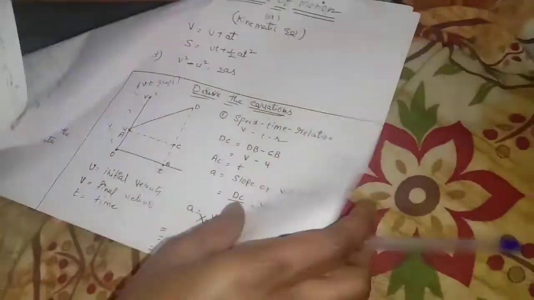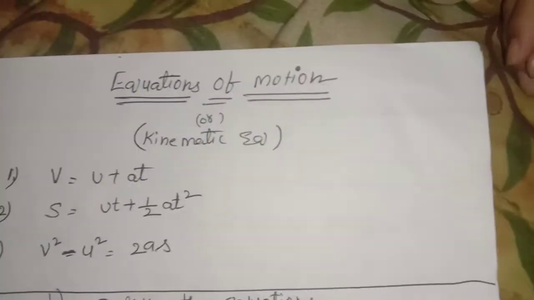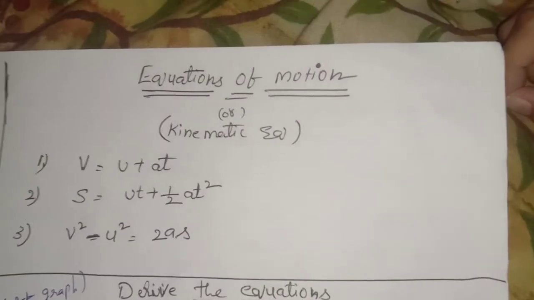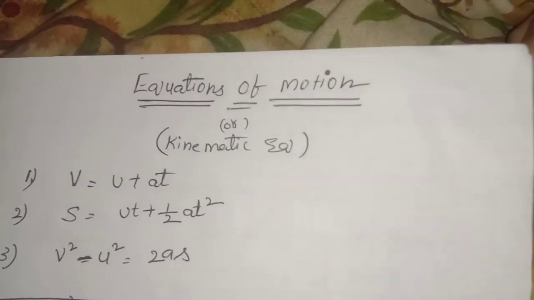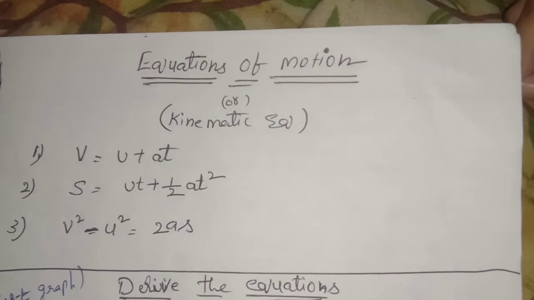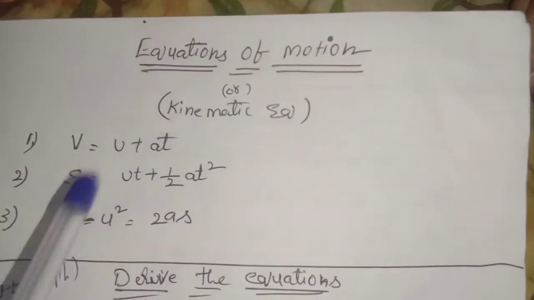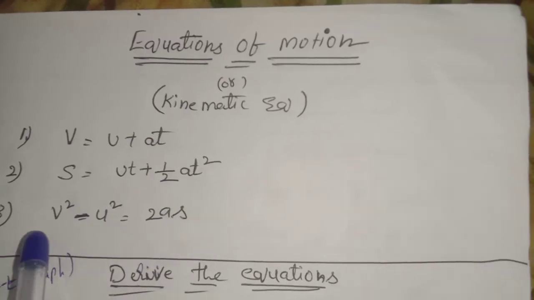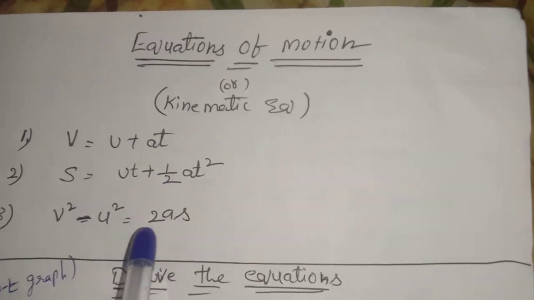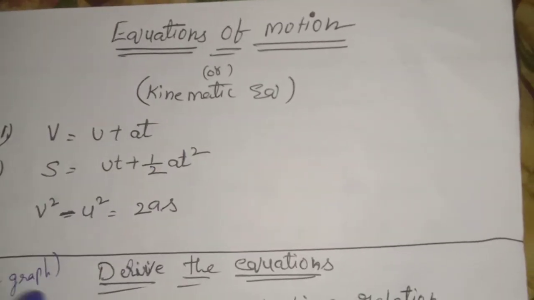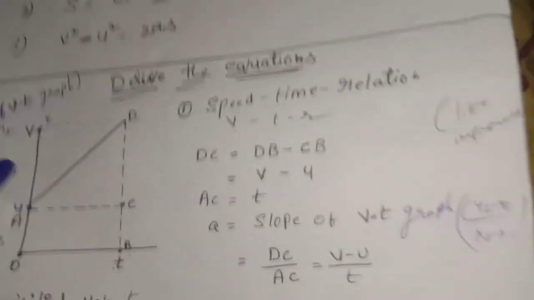Equations of motion, we also call kinematic equations. These are very, very important. We have to derive these equations. First you see. V is equal to U plus AT. S is the distance: S equals UT plus half AT square. And V square minus U square is equal to 2AS. We have to derive these equations. We will derive them one after the other. First one we will derive.